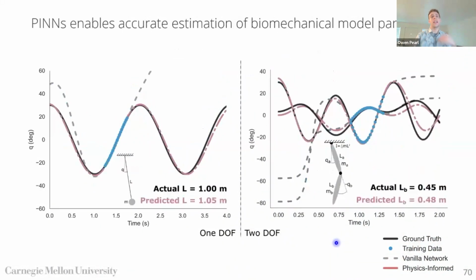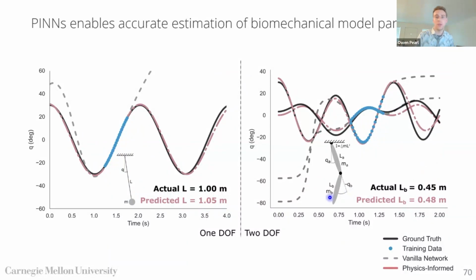Third is, can we estimate the biomechanical parameters by making some of the system parameters learnable parameters in our neural network? In this case, I was trying to learn L. I gave it an initial guess of 0.5 meters, so half of what it should be. And I only gave it some data points. And then the physics-informed neural network was able to not only predict accurately the rest of the trajectory, but it also was able to predict fairly accurately what the length of the harmonic oscillator should be.